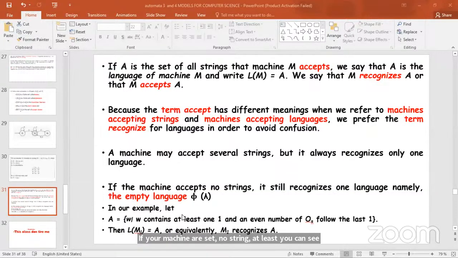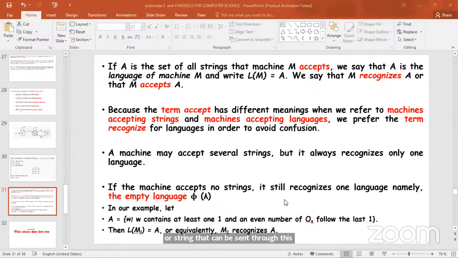In our example, let's say that A is defined as the set of W such that W contains at least one binary 1 and an even number of 0s, followed by a last 1. So in this language definition of A, the first input must be 1, then the next set of input must be an even number of zeros. What is an even number? We start with 2. So we can have 1, 0, 0, then followed by the last 1. So what kind of language or string can be sent through this automaton?